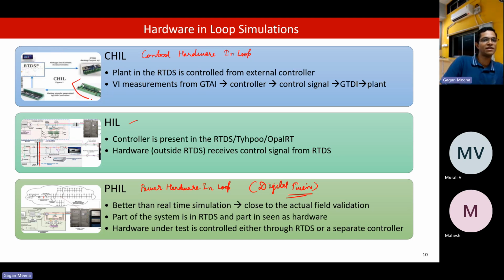So it's a loop. Here in the loop, there is hardware. This RTDS is hardware. And it's a control hardware because this loop is completed by this controller, which is a control device, not a power device. We are only generating the control signal here. The input here is only control signal. The plant is within RTDS and controlled using some external controller.